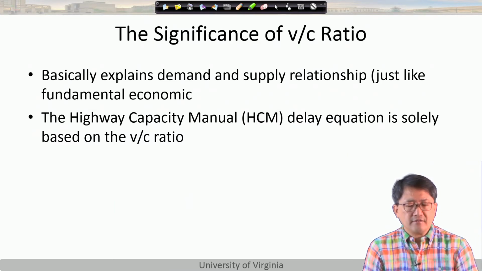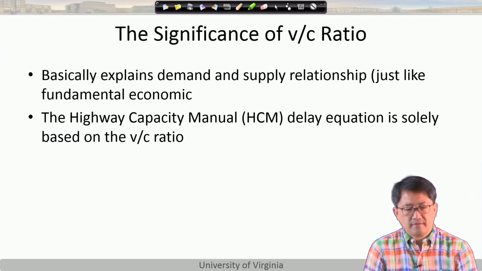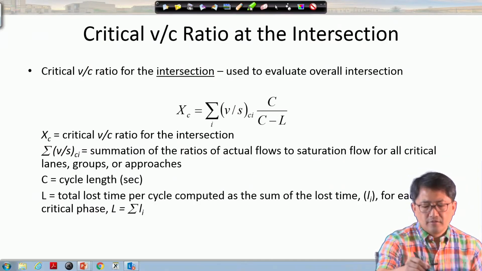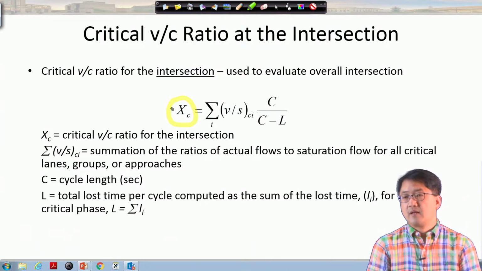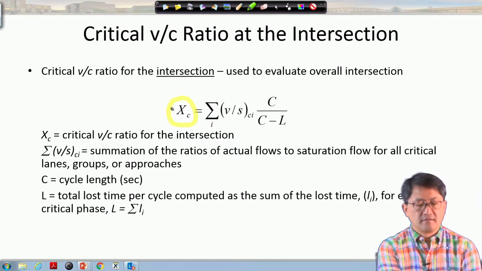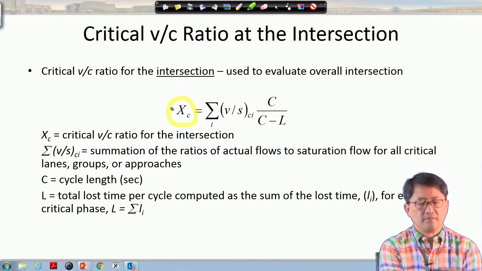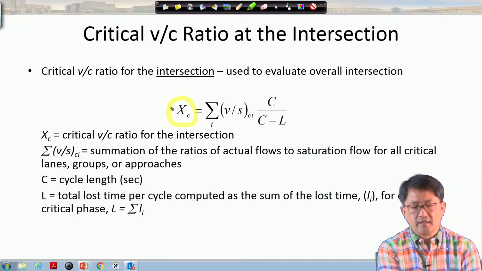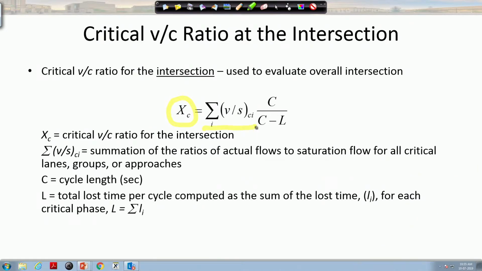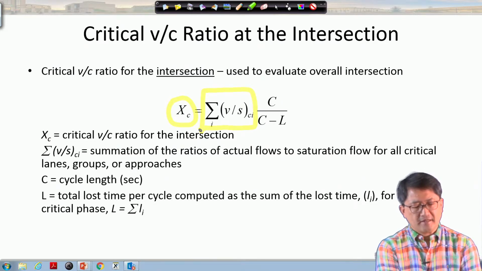So the V over C ratio is the key, just fundamental economics theory. And highway capacity is solely based on the V over C ratios. I kind of mentioned this earlier. So X sub C is something we design. This is our usual defined performance of the intersection. I want to define X sub C as something, or in this case, we call it the critical value of this, which is a summation of the critical movements.